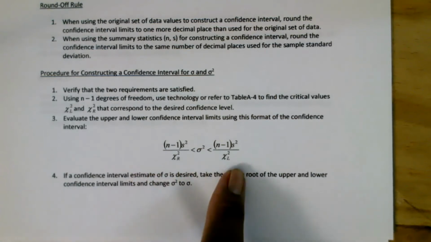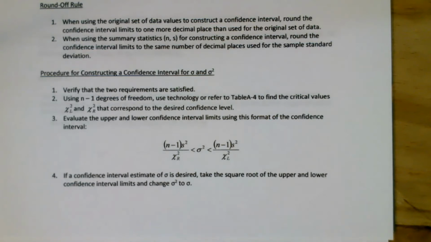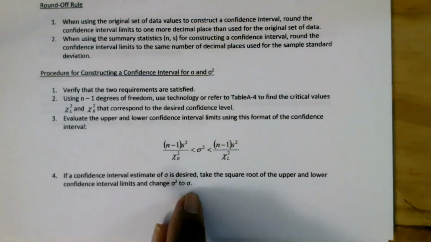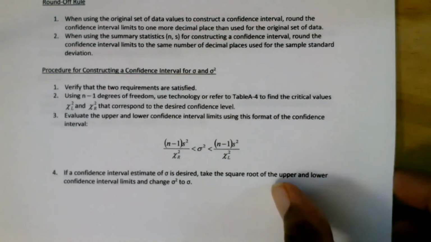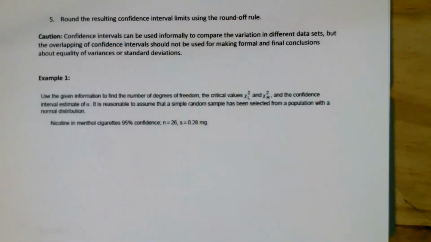And that's the format you'll use here. And then number 4, if a confidence interval estimate of sigma is desired, take the square root of the upper and lower confidence interval limits and change sigma squared to sigma. And number 5 is on the next page. Round the resulting confidence interval limits using that round off rule. Okay, that is, you're going to round your confidence interval limits to the same number of decimal places as you have for your sample standard deviation.